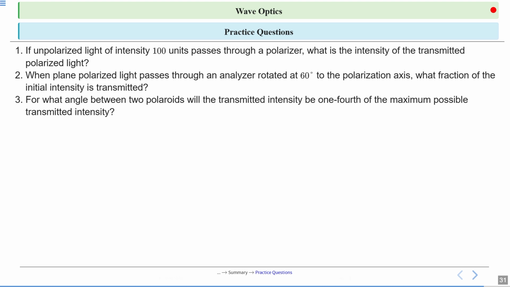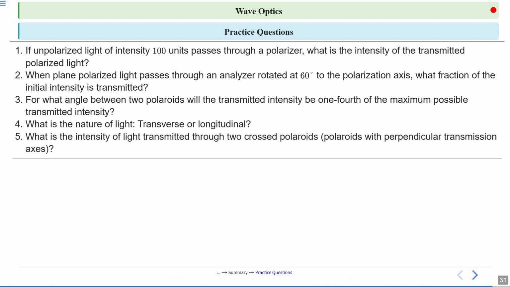For what angle between two polaroids will the transmitted intensity be 1/4 of the maximum possible transmitted intensity? What is the nature of light, transverse or longitudinal? And what is the intensity of light transmitted through two crossed polaroids with perpendicular transmission axes? You have to tell the intensity transmitted when two polaroids are crossed.